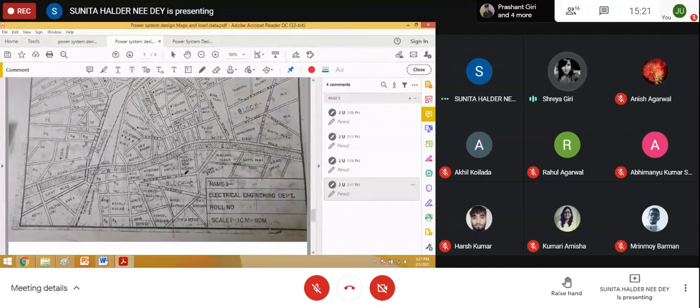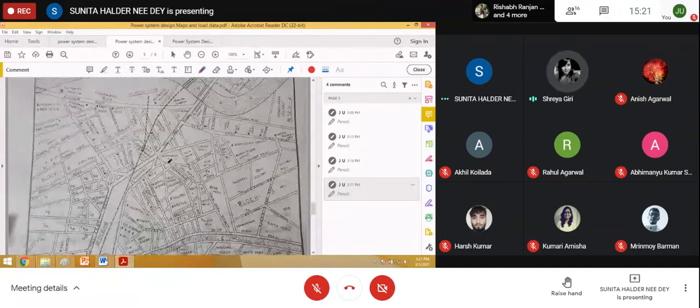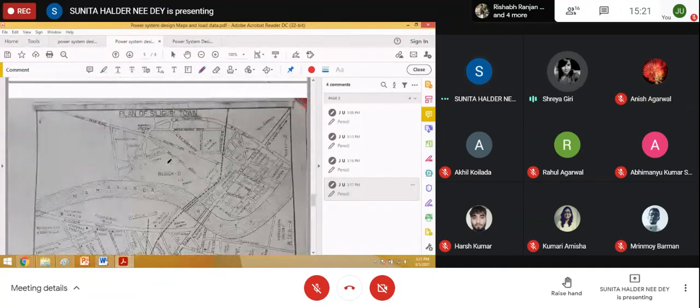Ma'am, I'm saying that whoever has the map, we can ask her for the actual dimensions. Then we can reduce the scale accordingly, and then the scale will be in A4 size paper. That will be fine.